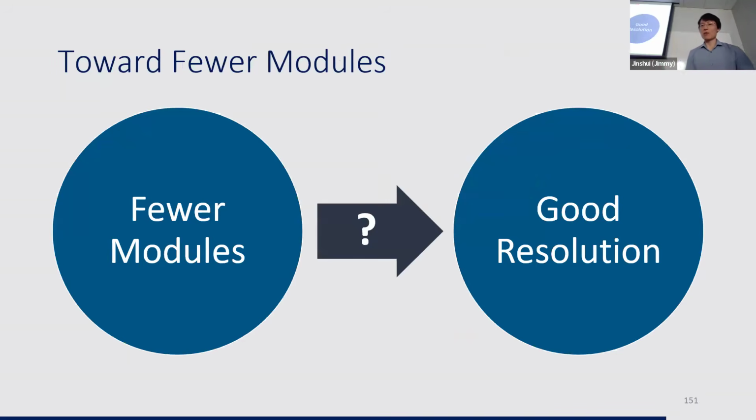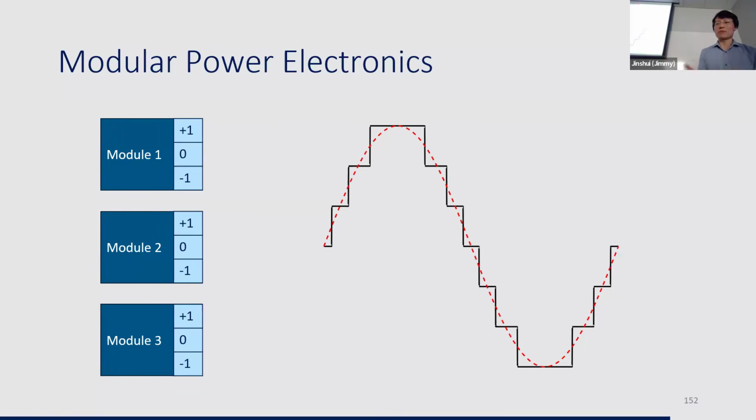In this section, I want to answer one question. Can we achieve a good resolution with fewer modules? And first, let's understand why we need this many modules. Let's go back to the very basics of modular power electronics. Assume we have 3 modules here, and each of them is capable of an output of +1, 0, or -1. And the system output can range from -3 to +3, which gives us 7 levels in total.